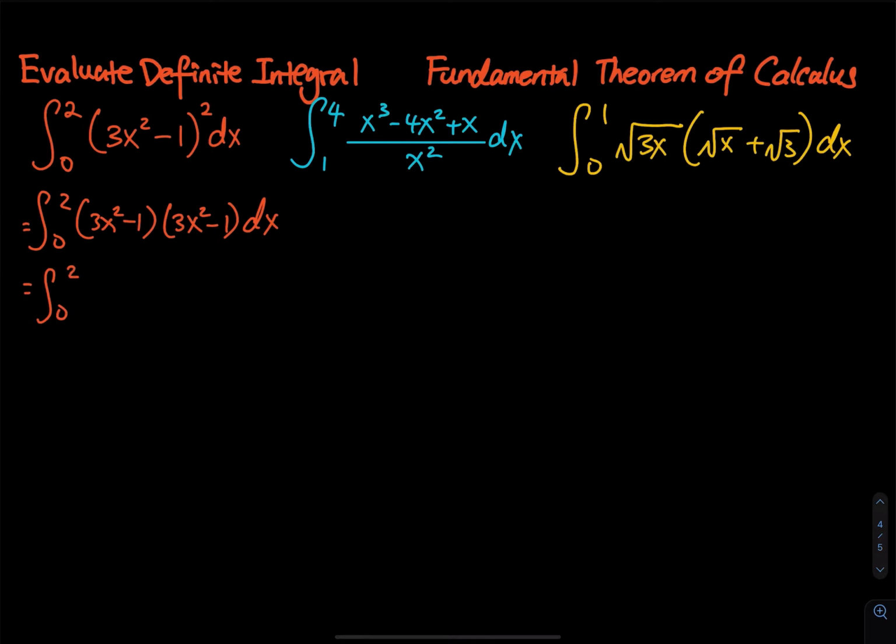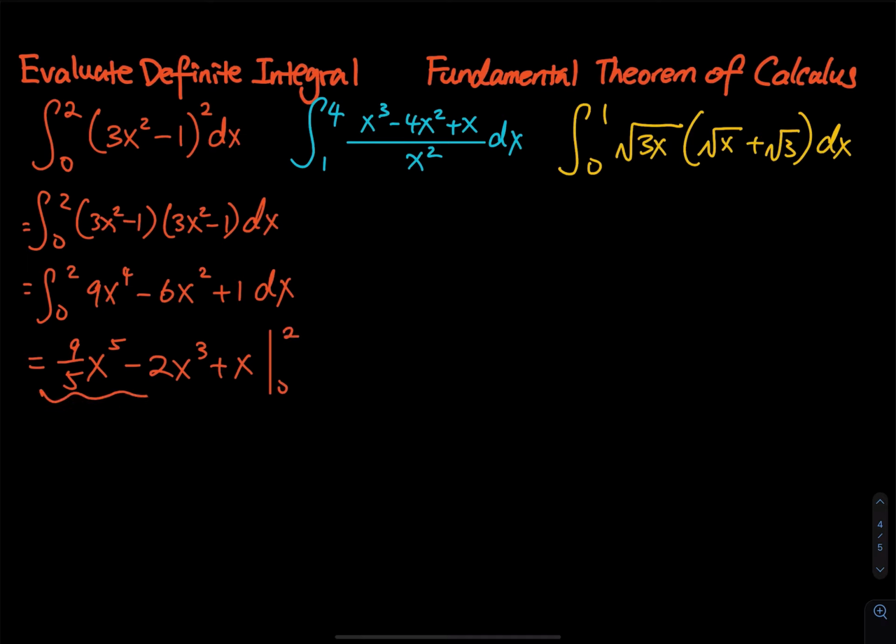From 0 to 2, 3x squared times itself is 9x to the 4th, and then minus 3x squared minus 3x squared, so we have a minus 6x squared, and then negative 1 times negative 1 is plus 1 dx. Then integrate that, so that follows the simple power rule. x to the 4 plus 1 is 5, so 9 divided by 5; 2 plus 1 is 3, so 6 divided by 3 is 2; and the integral of 1 is x, such that x goes from 0 to 2. Simply take the derivative of that and it brings you back to the integrand.